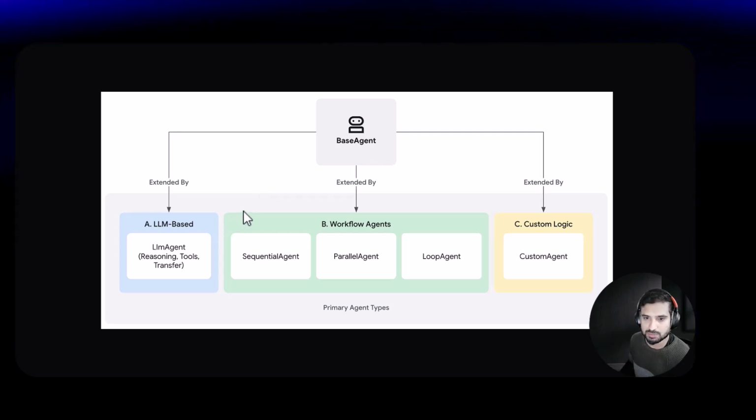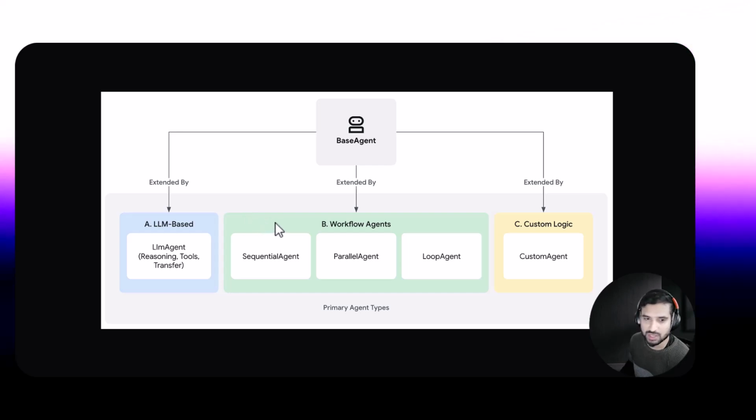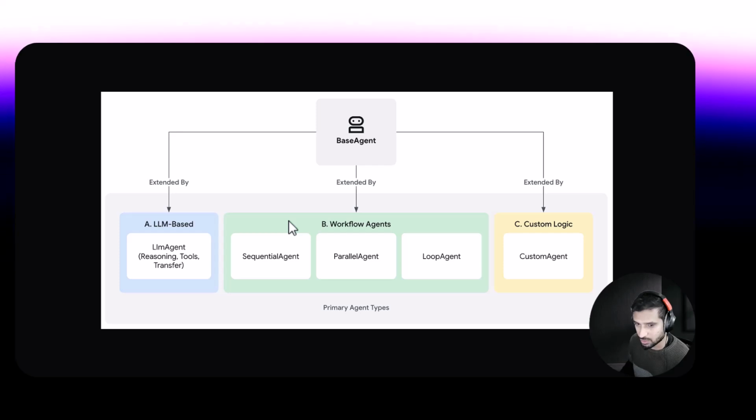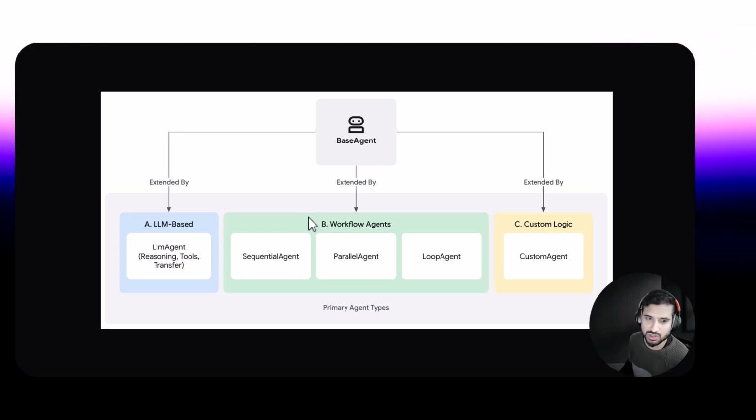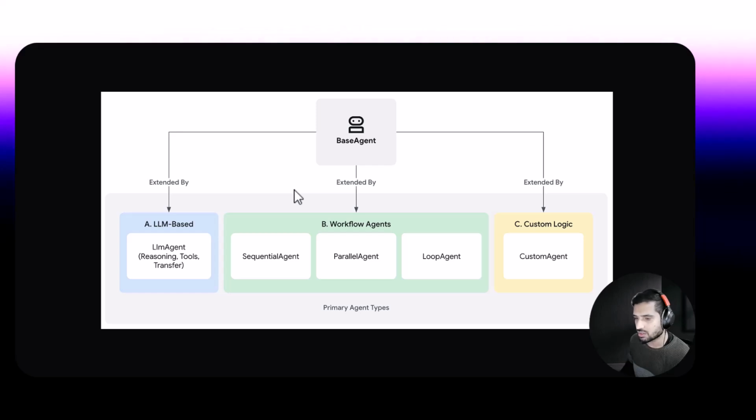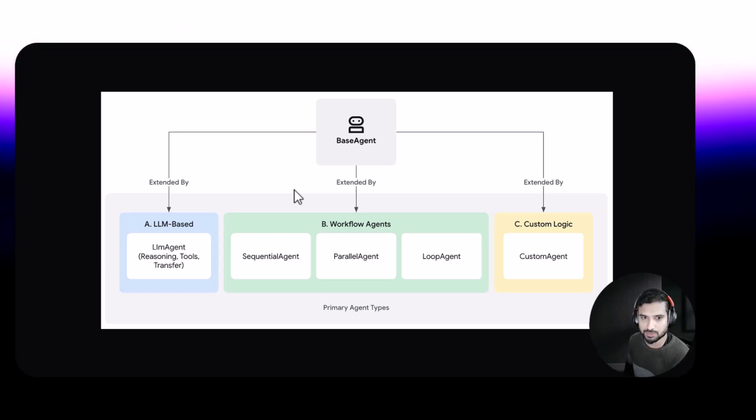We've got the sequential agent for running tasks in order, and then we have the parallel agent for concurrent executions, and the loop agent for repeating processes. These are the controllers for managing the flow of data and execution.